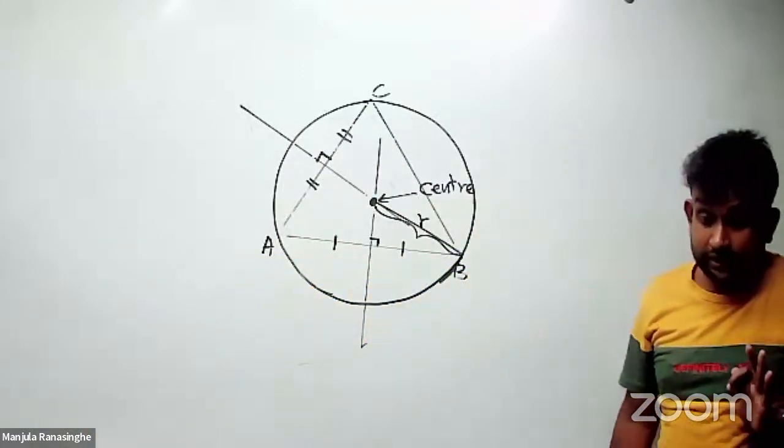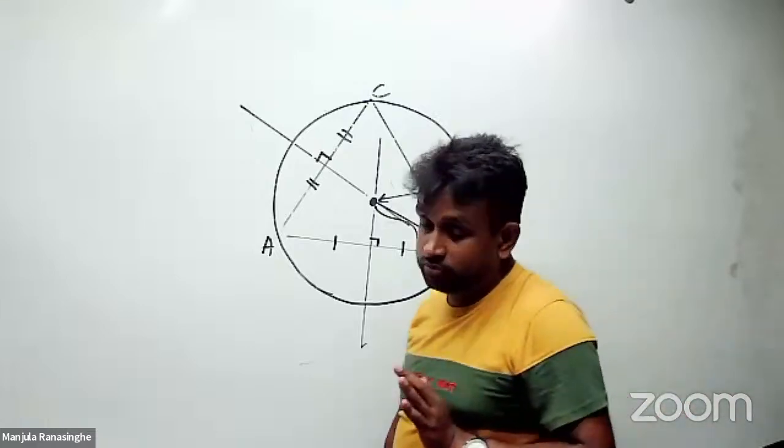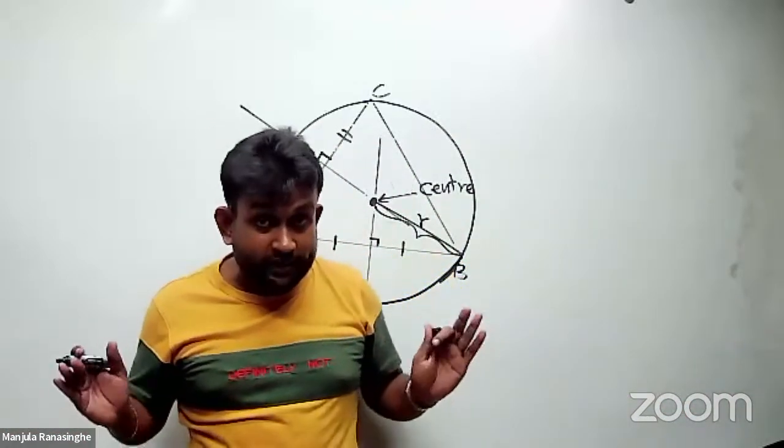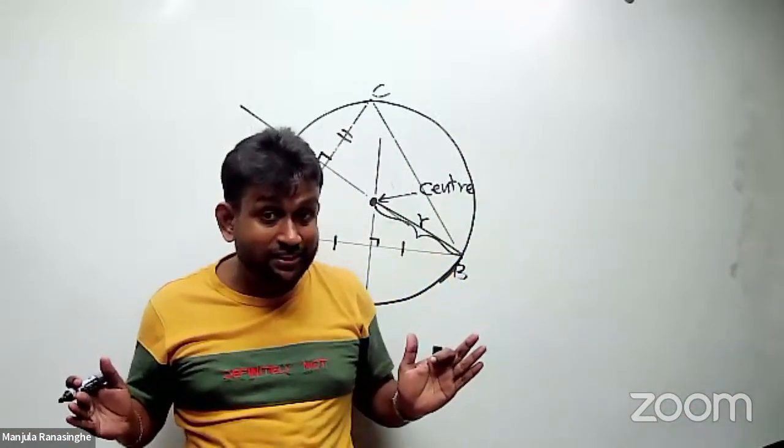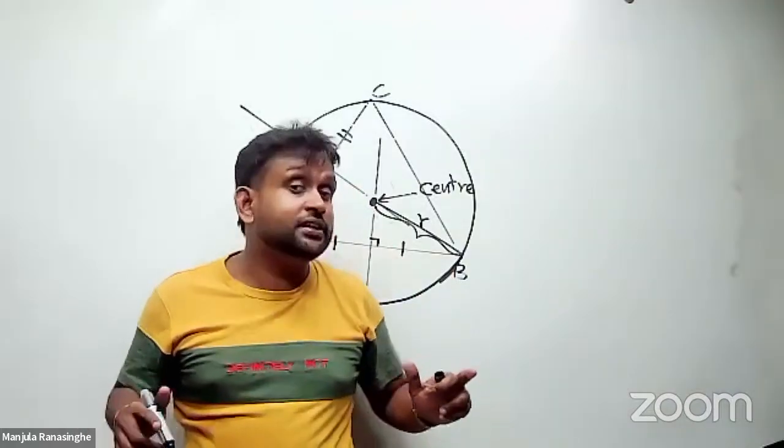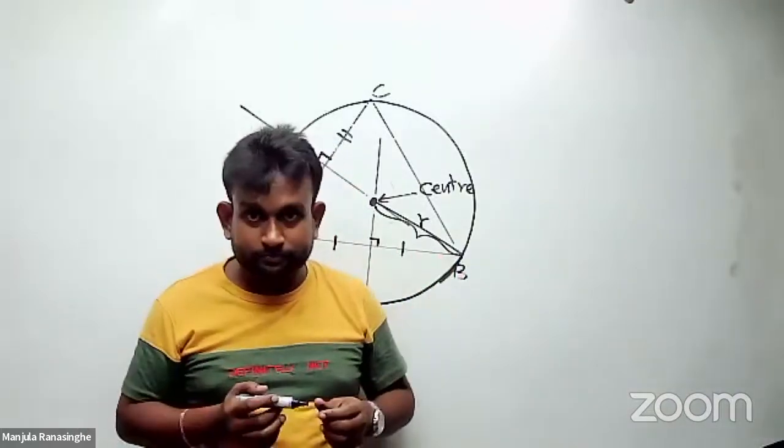Right. So our circle, what is that? That is the circumcircle. How to do it? To find the center, how to find the center? Perpendicular bisectors of two sides.